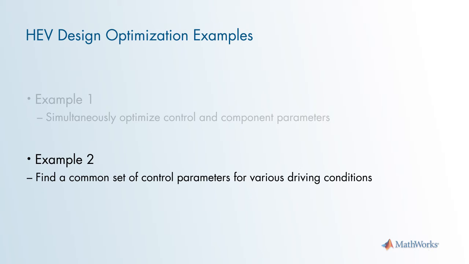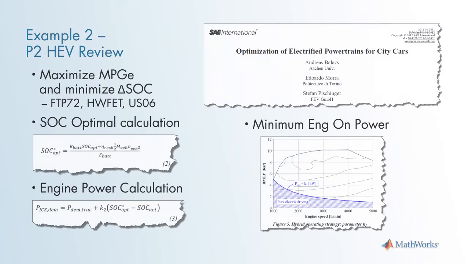Let's now go over the second example of finding a common set of control parameters for various driving conditions. If you watched the previous presentation on developing HEV control algorithms, we looked at a rule-based energy management strategy for a P2 hybrid electric vehicle. That algorithm was based on the work outlined in this white paper shown.